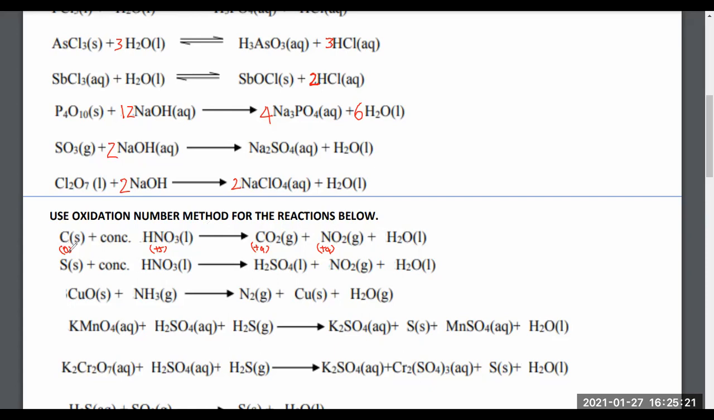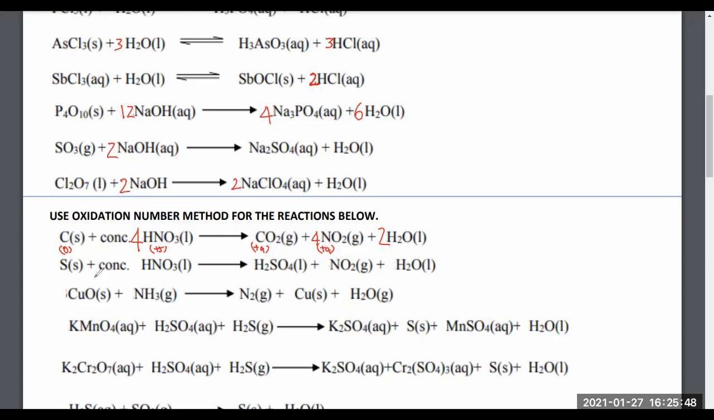Now, carbon from 0 goes to plus 4. What's the difference? 4. That 4 must be put in front of this. Nitrogen from 5 goes to plus 4. What's the difference? 1. That 1 should be in front of carbon. We don't put that normally. 4 hydrogen atoms. So therefore, we have to put a 2 here. 4 nitrogen atoms. We have to put a 4 here. Okay. Oxygen. Check. We have 12 on the left. 2 plus 8 plus 2. Again, 12. Done and dusted.